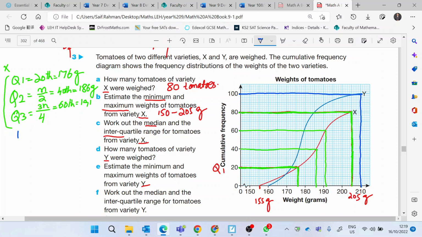Right, so the total Y were 100, and estimate the minimum and maximum of Y. So the minimum was here, minimum weight was 160 gram, and maximum weight was 210 gram.